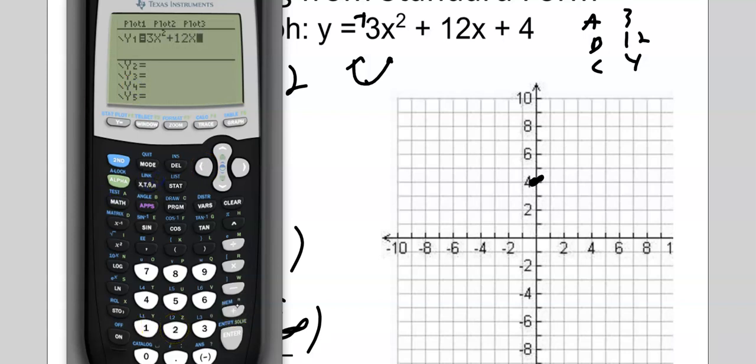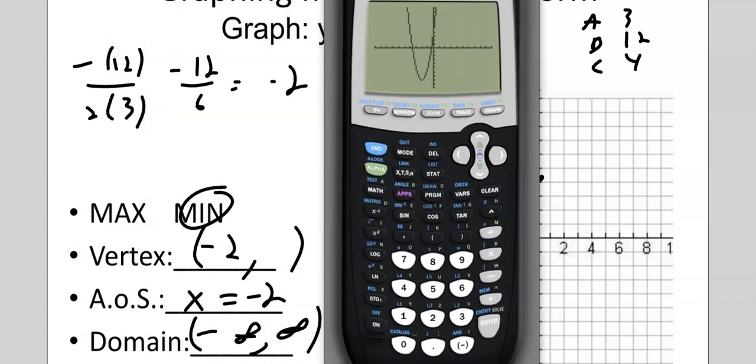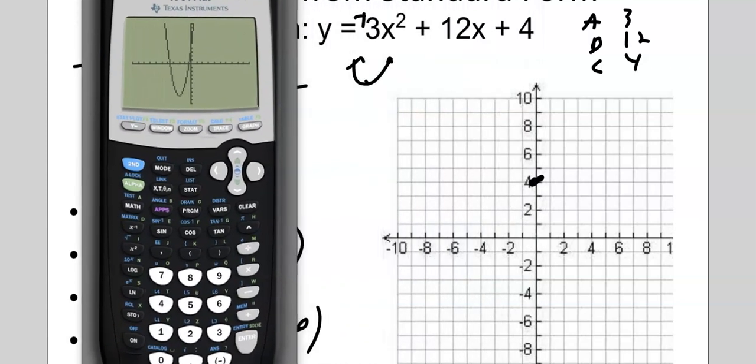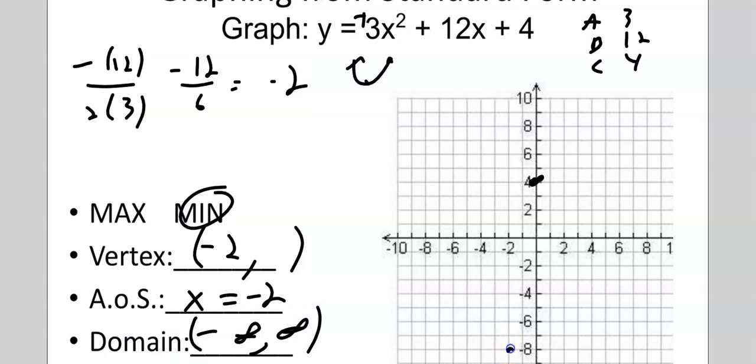Plus 4. Graph. You can see how it goes through 4. All right, and my vertex is going to be at negative 2 something, so that kind of matches up. Let's see where that is. This climbs pretty fast, you see, kind of off the chart. 19 is a pretty big number. So negative 2, negative 8. So that's right here, and that is my vertex.